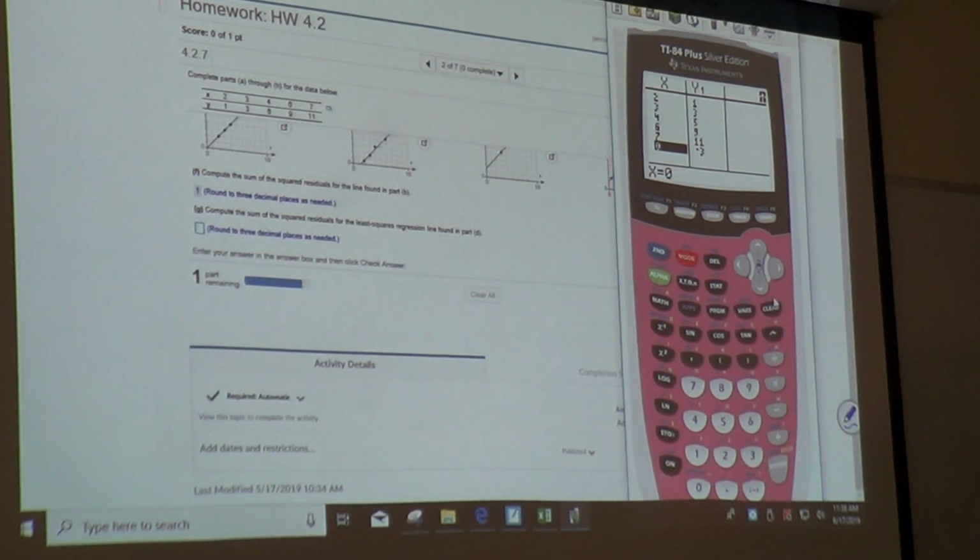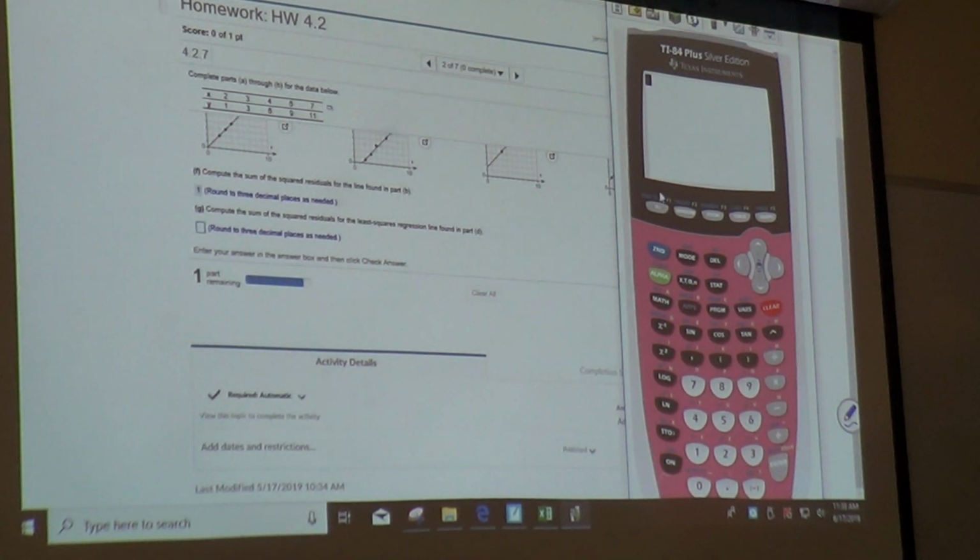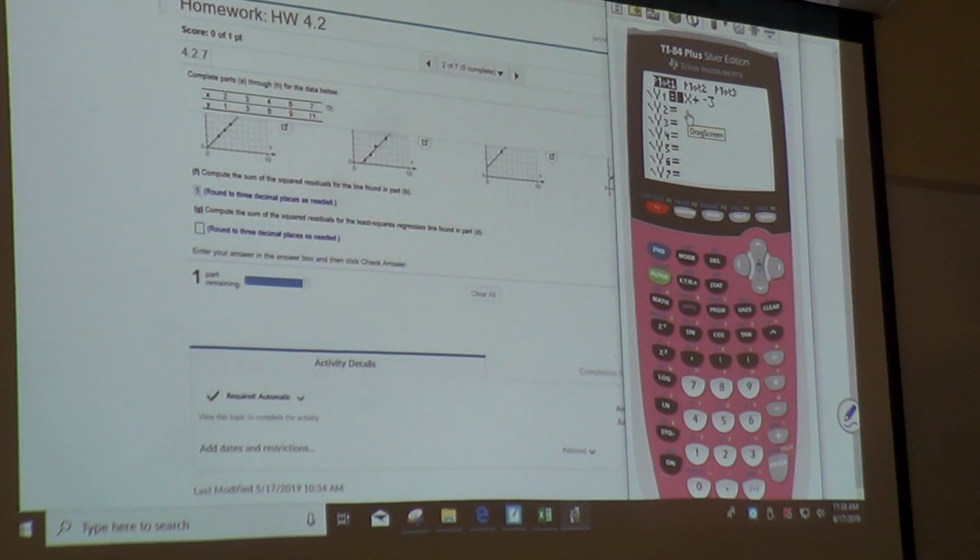Let me get out of here. Because now when I go to the table, it's pulling this equation. I don't want this equation, I want the fancy equation. So how do I pull over that fancy equation?